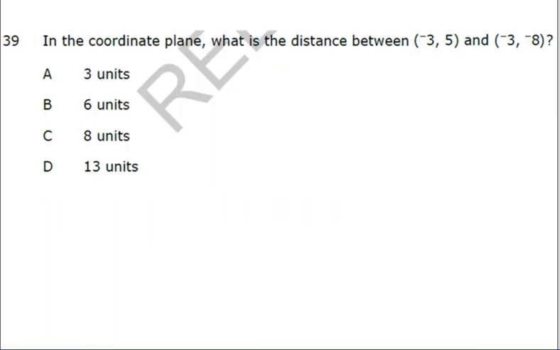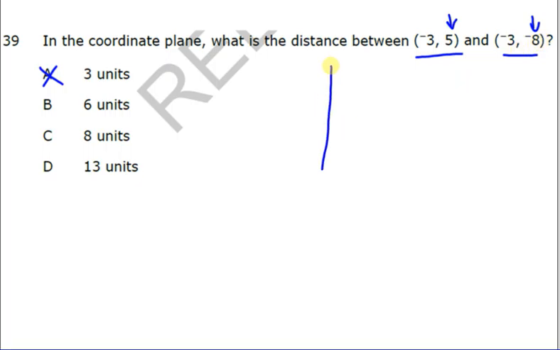All right, next one. In the coordinate plane, what is the distance between -3, 5 and -3, -8? Please be careful. I know that your gut instinct is to say, oh, well, the difference between 5 and 8 is 3, so it must be A. No, that's wrong. A is wrong. It is not the difference between 5 and 8. This is 5 to -8.